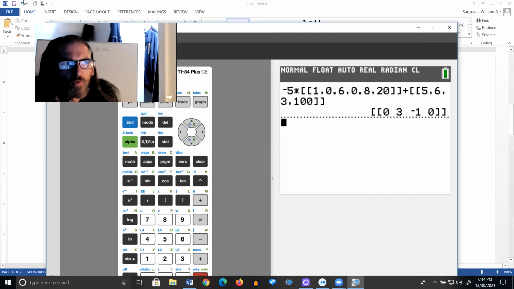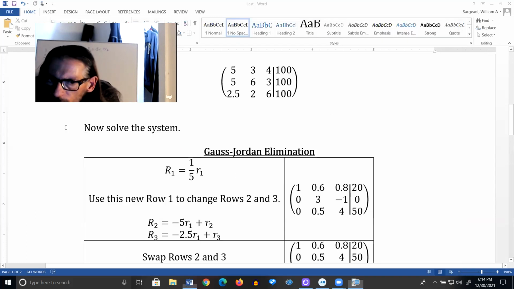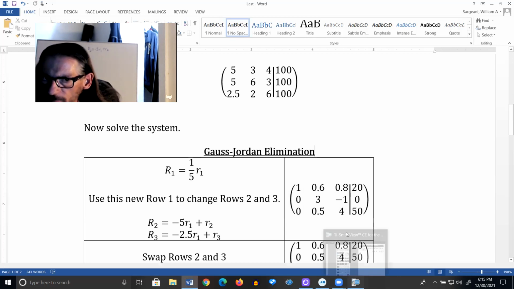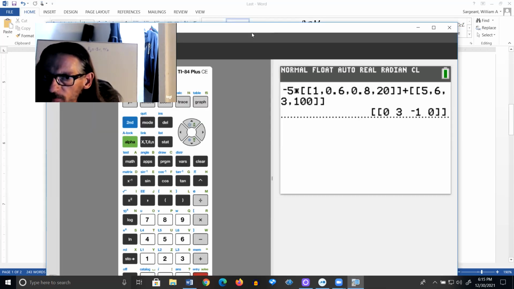So then we were also supposed to take that latest row 1 and multiply it by -2.5, add it to our row 3. Let's see here.